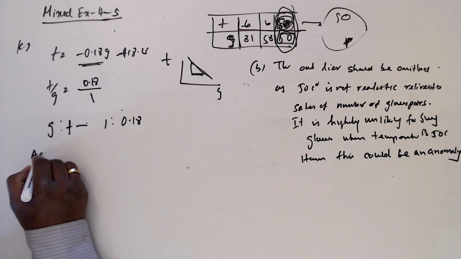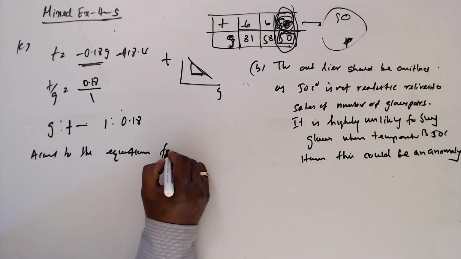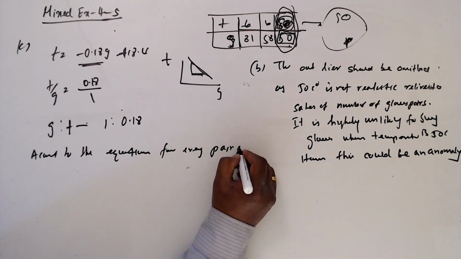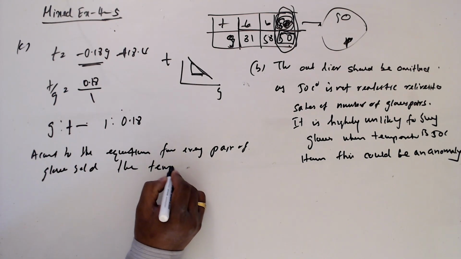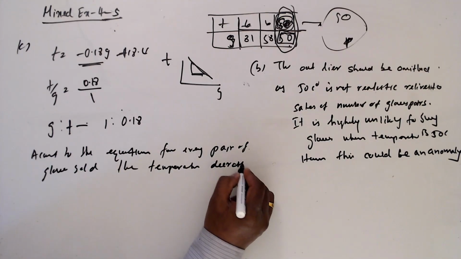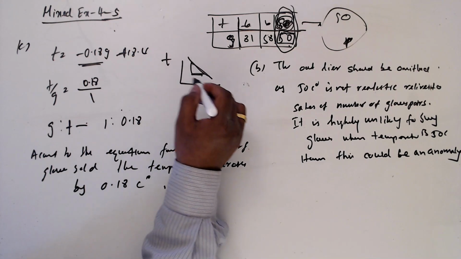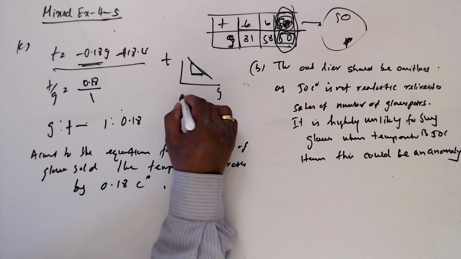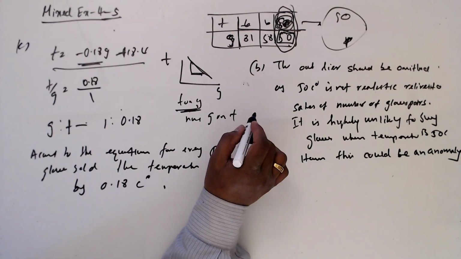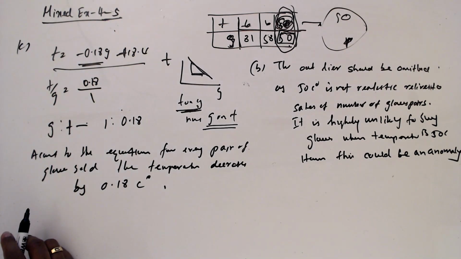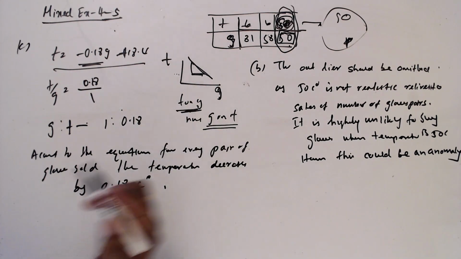So we'll write, according to the equation, for every pair of gloves sold, temperature decreases by 0.18. This is a linear equation, a regression equation, and this is T on G. This is not G on T. According to this equation, gloves is the independent value and the temperature is the dependent value.